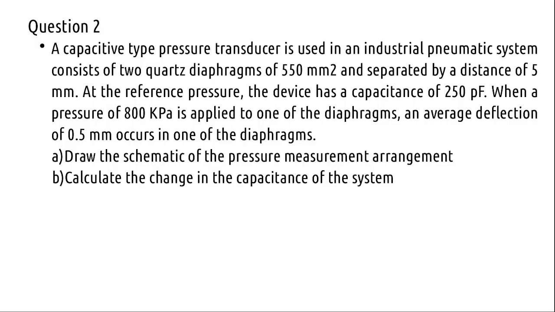So this is about a pressure transducer. It is a capacitive type pressure transducer, and it is used in an industrial pneumatic system, and it has 2 quartz diaphragms of area 550 millimeters square, separated by a distance of 5 millimeters. At the reference pressure, the device has a capacitance of 250 picofarads. Pico means 10 power minus 6, right?